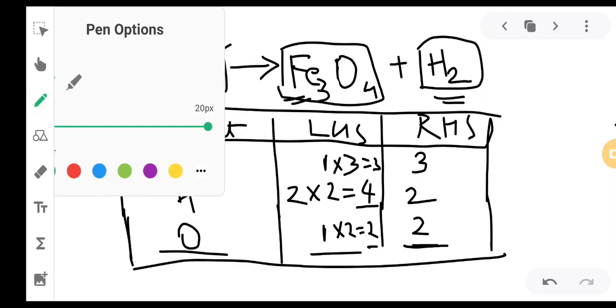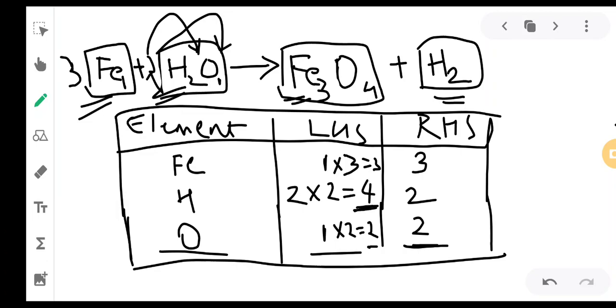So now what is unbalanced over here? There are 4 atoms of hydrogen on the left hand side, but only 2 atoms of hydrogen on the right hand side. So how can you balance it? You can multiply by 2 over here and make it 4, by multiplying 2 on the right hand side. So this is how you have to balance the chemical equations, to satisfy the law of conservation of mass.